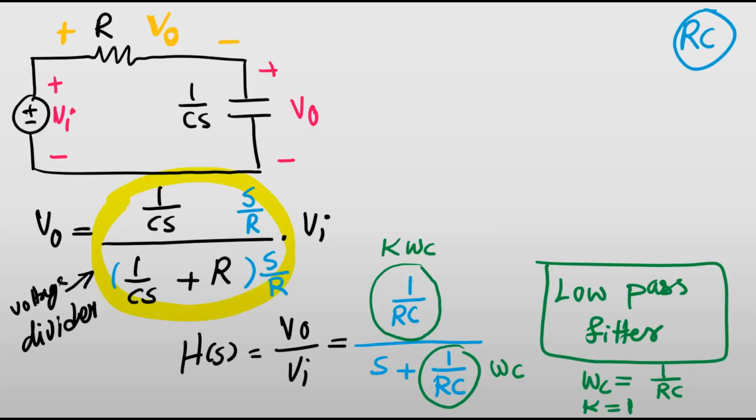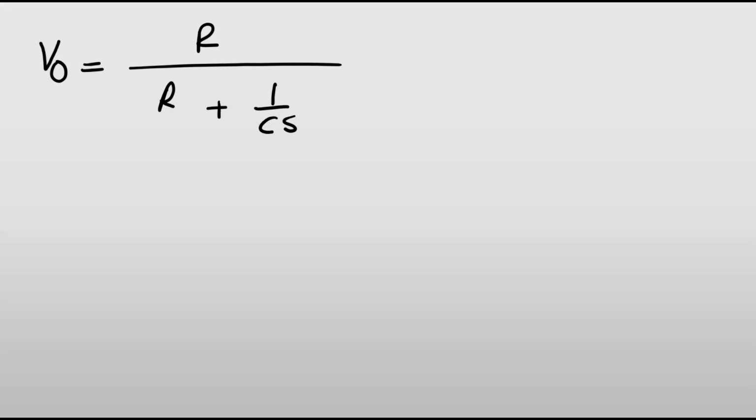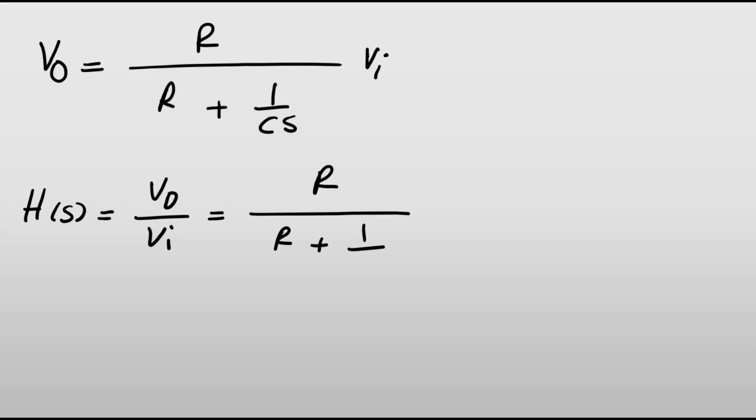So if I focus on what I have here on the voltage of the resistor, then I can use the voltage divider, but this time in the numerator, instead of 1 over CS, I have to use R. So my VO is going to be R over R plus 1 over CS multiplied by VI. So my transfer function will be R over R plus 1 over CS.